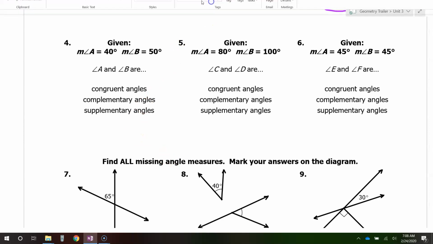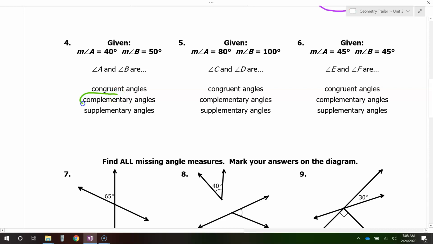All right, moving on. So given that angle A is 40 degrees and angle B is 50 degrees, all right, well, that tells me that the angles are complementary, because 40 plus 50 equals 90. So these add up to 90 degrees, and that's what complementary means. They're not congruent because they're not the same. If they were supplementary, they would add up to 180.